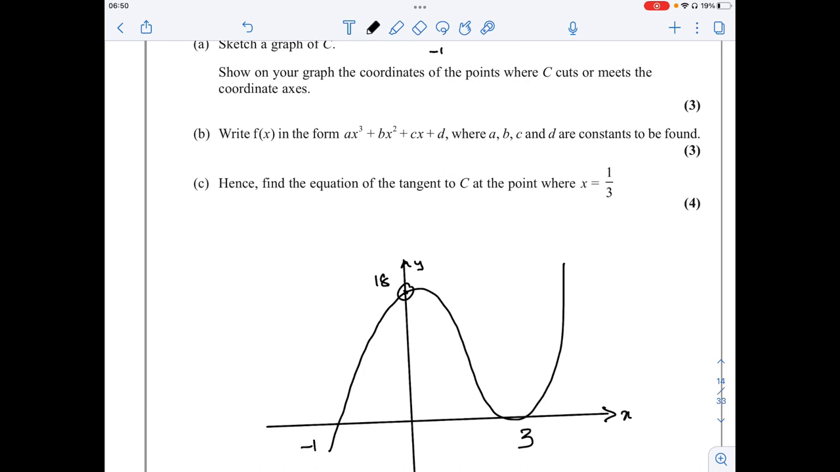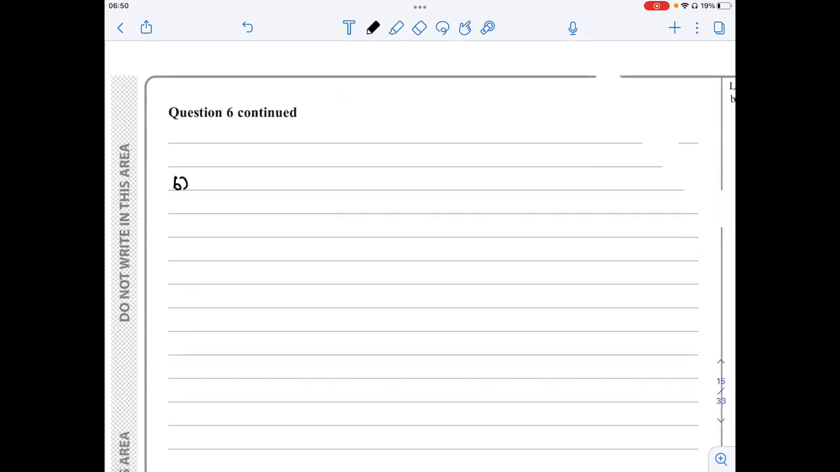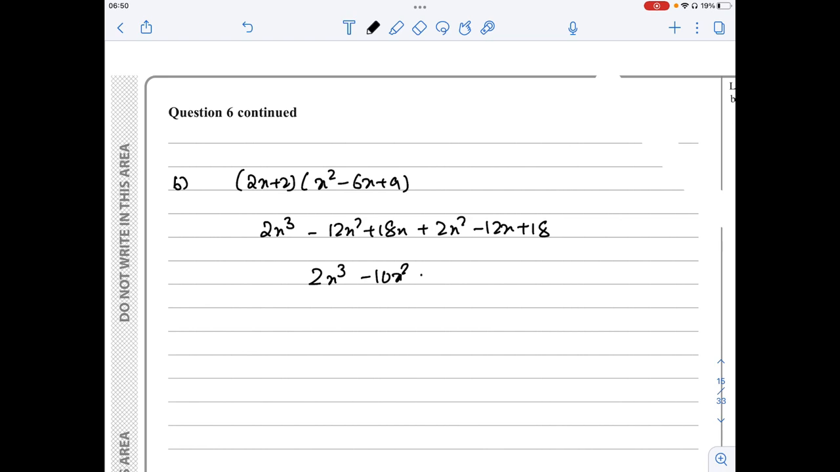Write f of x in the form of ax cubed plus bx square plus cx plus d, and find the equation of the tangent at x equals 1 upon 3. So first expand it out. It becomes 2x plus 2 times x square minus 6x plus 9. Expanding, it becomes 2x cubed minus 12x square plus 18x plus 2x square minus 12x plus 18. So it becomes 2x cubed minus 10x square plus 6x plus 18.